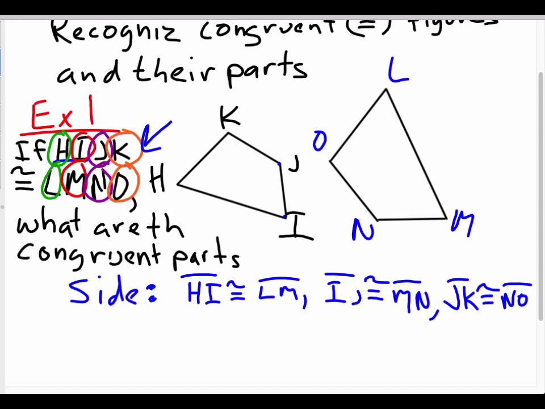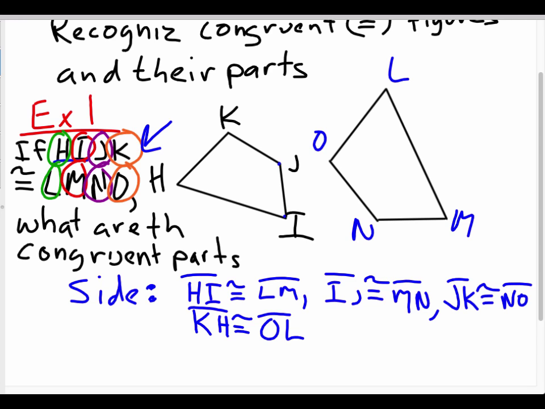If I say KH, what does KH correspond to? Well, maybe we should list it. KH is congruent to what? OL. Do you guys see how I got that? If you just look at the label of the two polygons, when we say HIJK is congruent to LMNO, we just need to match up the corresponding parts, just from the statement alone. I could have done this problem without the figures, without the drawings of the polygon.